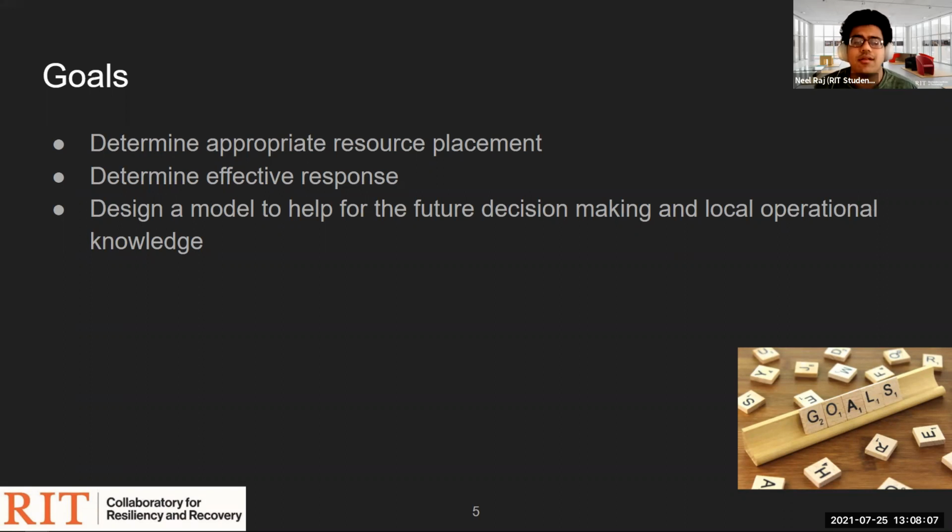So, an appropriate model is necessary for creating dynamic responses to larger disasters, to any disasters that span a jurisdiction, multiple jurisdictions.